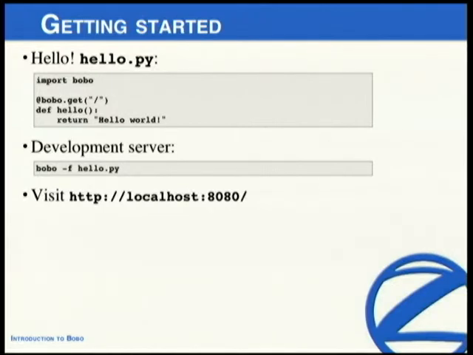So anyway, Bobo uses routes, and lots of frameworks do these days, so this should be pretty familiar. Basically, when you want to provide a function that's accessible via the web, you mark it with a decorator. In this case, we're marking the hello function as accessible at /. Pretty trivial. Bobo comes with a little development server, and so if you install Bobo, you can just point it at a Python file and get started.